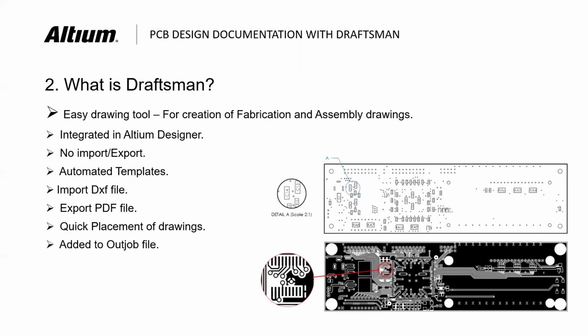Next, you can also import your DXF file, and then you can export a DXF file, which is the new feature introduced in Altium Designer 20. You can also export your PDF file from the draftsman itself, because you generate all your drawings, all your tables, everything as an output in your documentation, which is very quick and fast. Then you can export it as a PDF file so that you can share it with your customers, or with the manufacturer to view all the details of your board information. Once you have generated this draftsman, you can also add it to your outjob file.